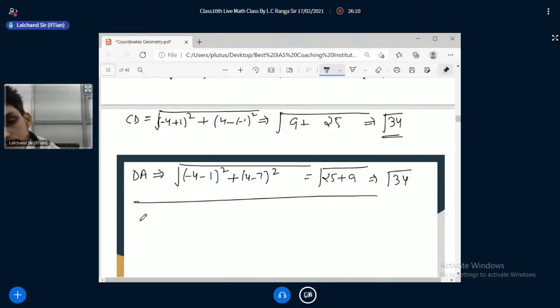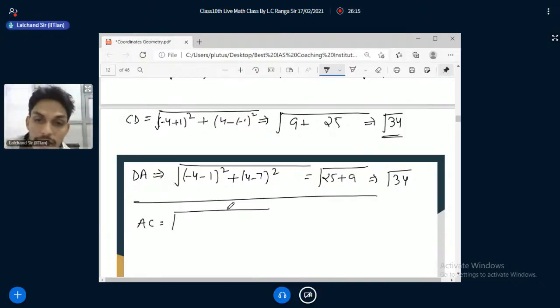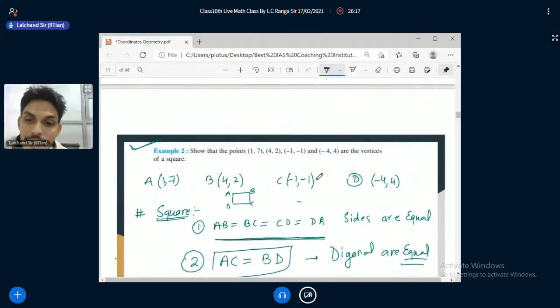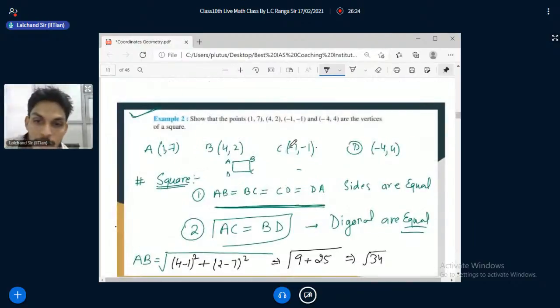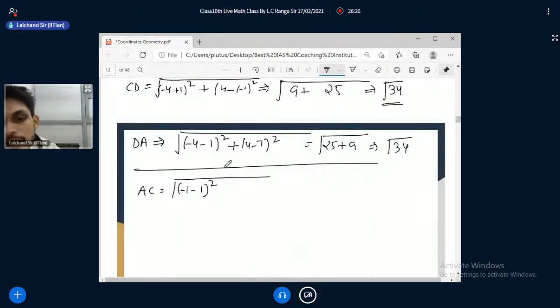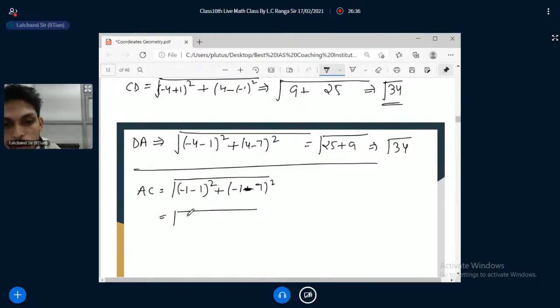Now we need to find the diagonals AC and BD. So what is the length of diagonal AC? This is A and this is C. So we can write (minus 1 minus 1) squared plus (minus 1 minus 7) squared. So this is 4 and this is 64, so this is root 68.